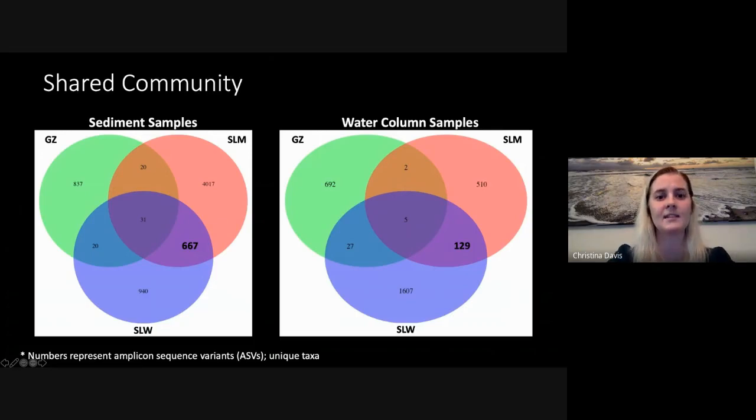So by looking at this, it's helping us establish what may be a core community of the sediments and water column for a subglacial environment. However, by looking at some of these unique taxa within Mercer and Whillans, it may help us establish and understand what may be driving these taxonomic changes and community changes within these subglacial lakes.